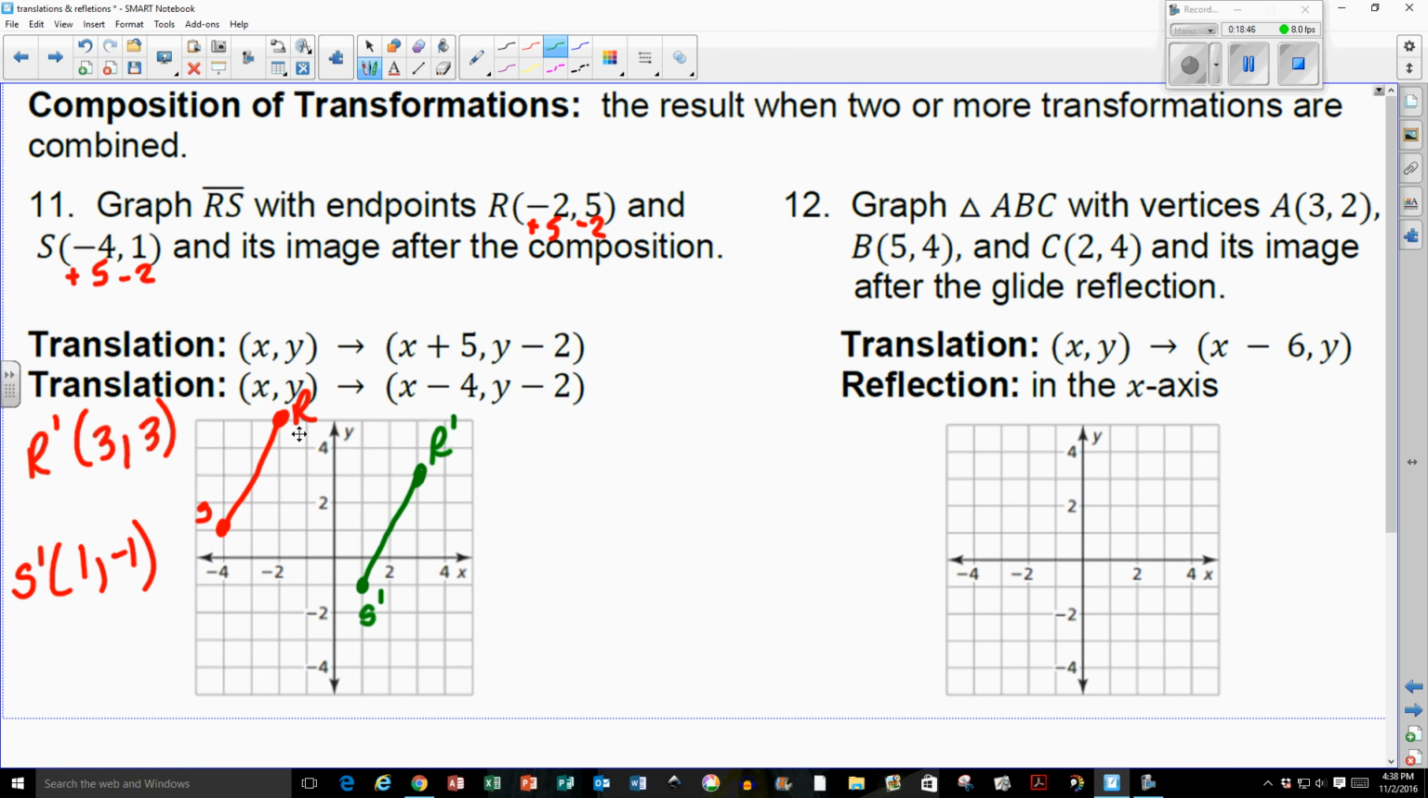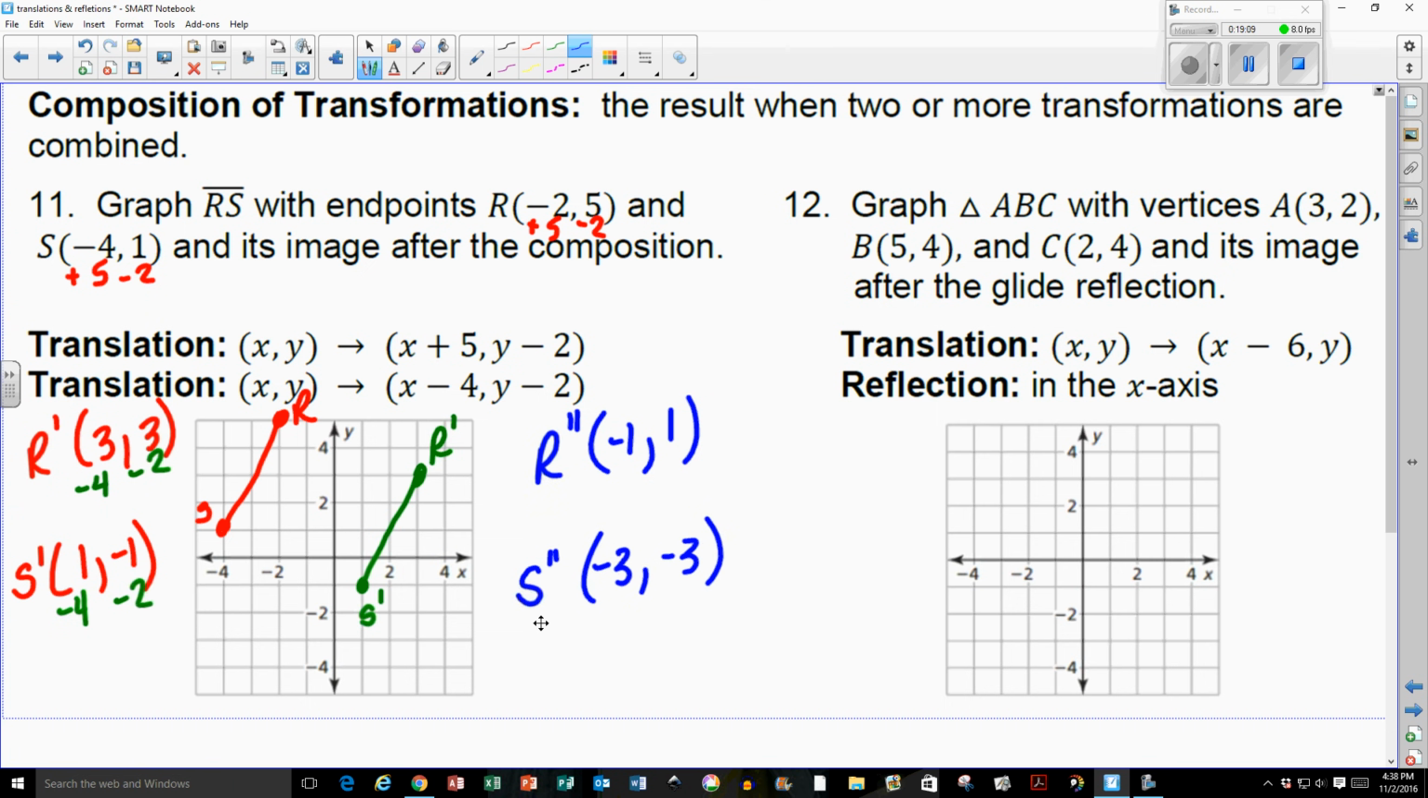And now to this point, you're going to subtract 4 from the x's and subtract 2 more from the y's. So now I've got R double prime and S double prime. So 3 minus 4 and 3 minus 2. 1 minus 4, negative 1 minus 2. So now I've got negative 1, 1. So there's my R double prime. And negative 3, negative 3. There's my S double prime. So there are your 3. So you've got your pre-image, your image, and your final image.